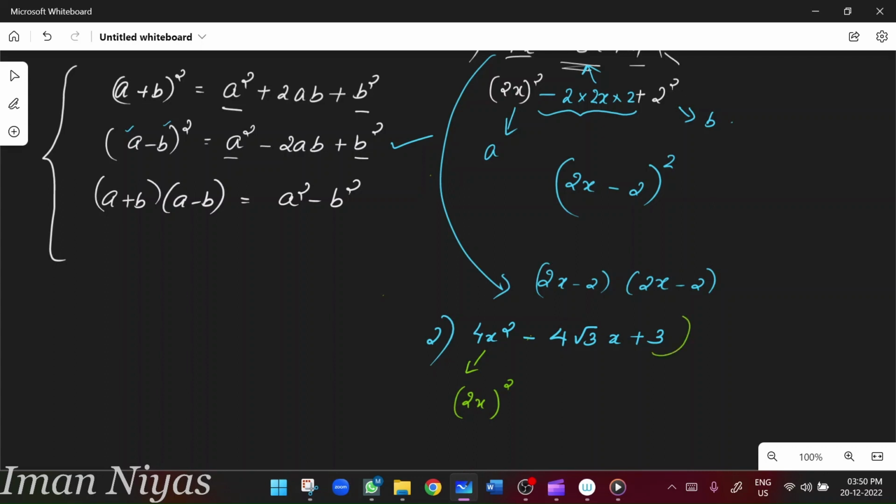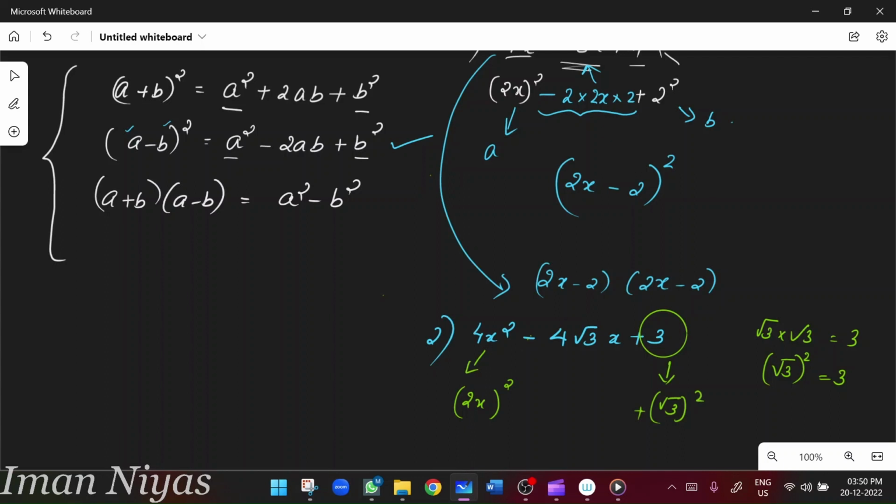And how can we write this last term? Can we write this 3 as root 3 multiplied with root 3, which will give you 3? Right. So root 3 multiplied with root 3, we can write it in the form of a square. Yes, that is equal to 3. So let's write this as root 3 the whole square, the last term.